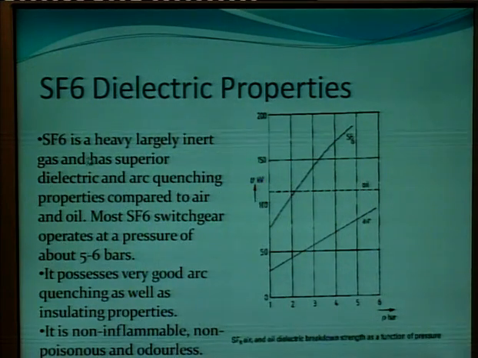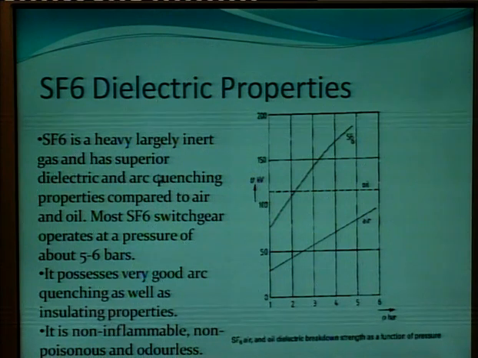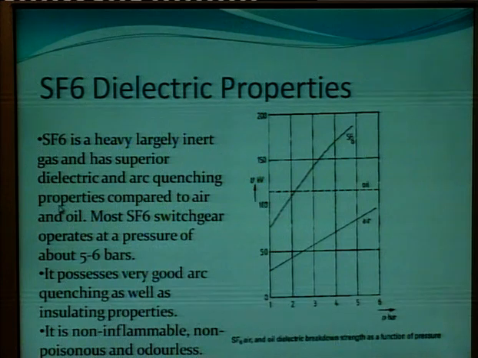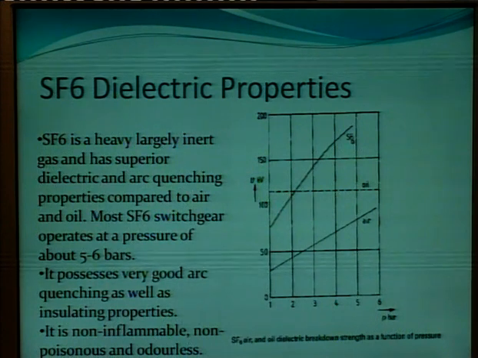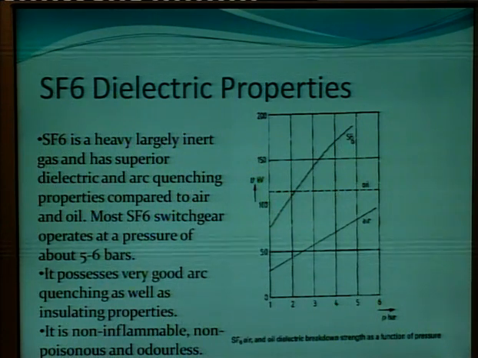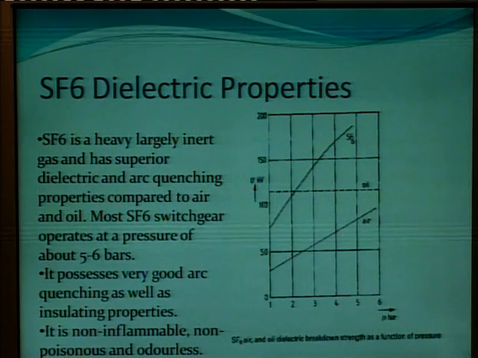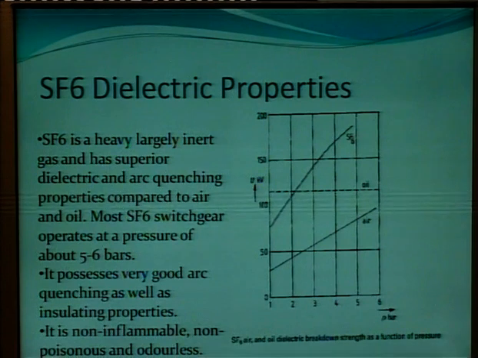Now SF6 is a largely inert gas and has superior dielectric and arc quenching properties as compared to air and oil. Most SF6 switchgear operates at a pressure of about 5 to 6 bars. It possesses very good arc quenching as well as insulating properties. It is non-inflammable, non-poisonous and odorless.